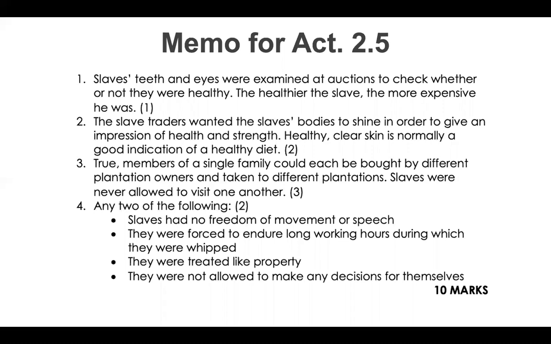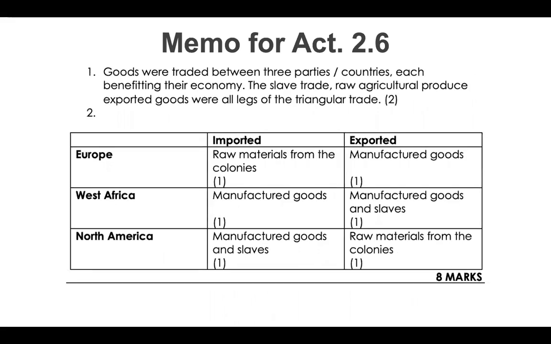If you look at number 4, just very important, it's any two of the following. So there's 4 bullets, but you only have to choose 2 of those. If we ask you to give reasons, try not to put too many things into one sentence, less is more. So keep your sentences short and powerful. Then activity 2.6 was very straightforward.